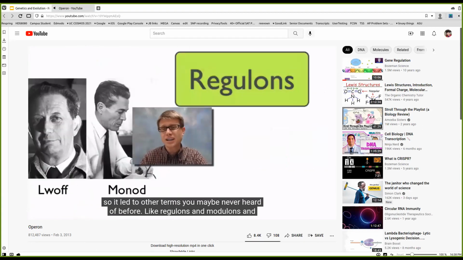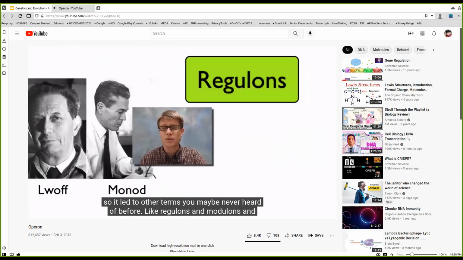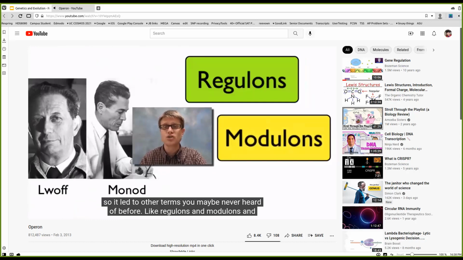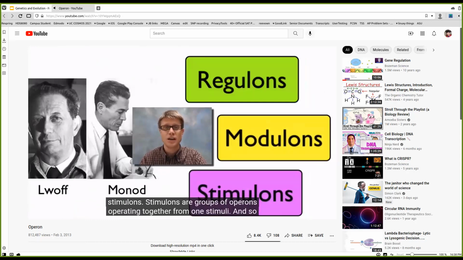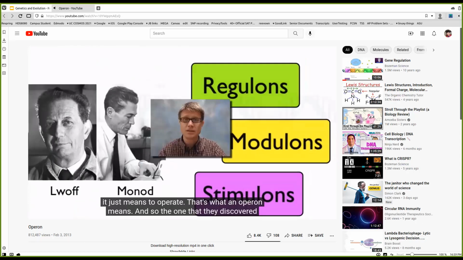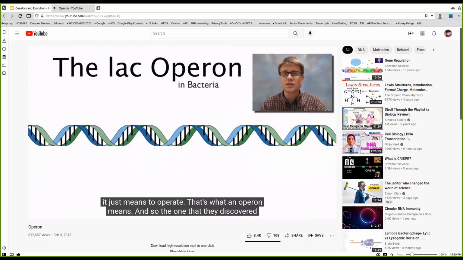It led to other terms that you've maybe never heard of before, like regulons and modulons and stimulons. Stimulons are groups of operons operating together from one stimulus. The one that they discovered was the Lac Operon. They were studying this in E. coli, and the Lac Operon is designed for E. coli to break down lactose.